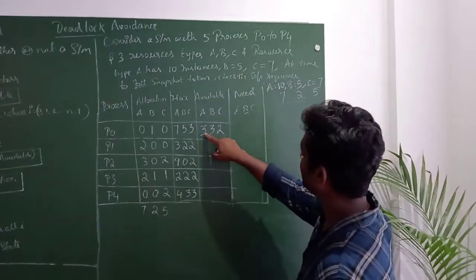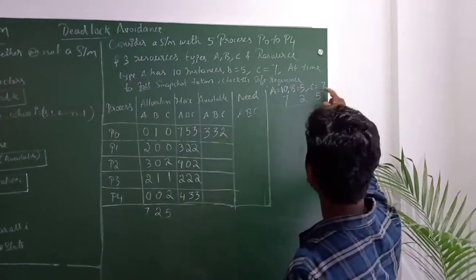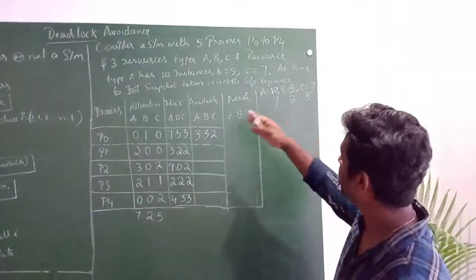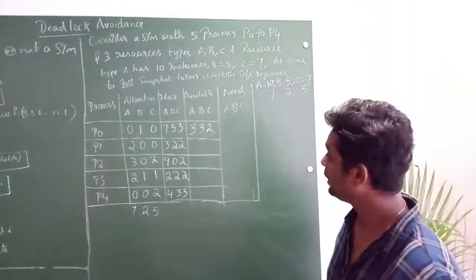So what I'll get: 10 minus 7 is 3. 5 minus 2 is 3. 7 minus 5 is 2. Obviously they'll give this one. If they're not given, this is the way to calculate. Hope you are clear.